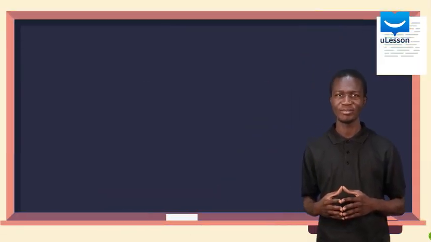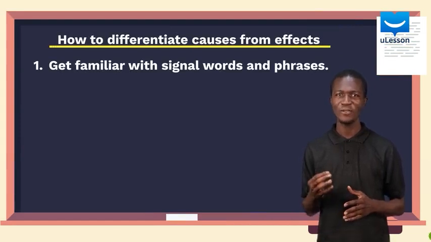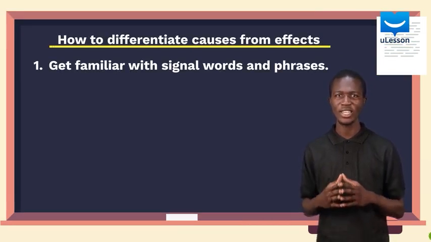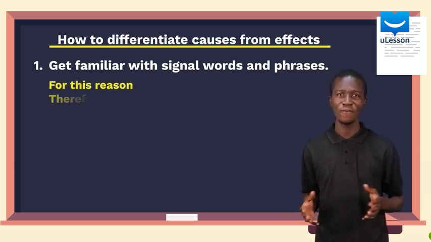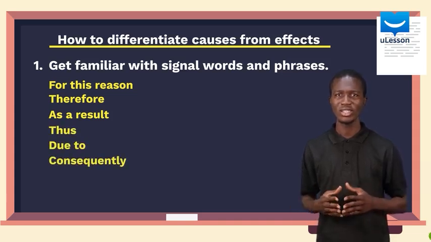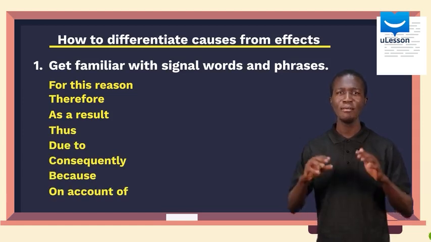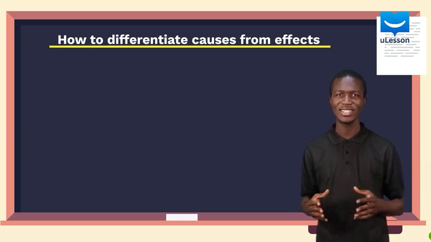The challenge, though, is that these causes and effects are often implied and not directly stated, so it can be difficult to identify them. So what techniques can you use to make this easier? Firstly, you must be familiar with signal words and phrases that are commonly used to introduce causes and effects. These words and phrases include: for this reason, therefore, as a result, thus, due to, consequently, because, on account of, and many others. For example, can you identify the cause and the effect in this sentence?